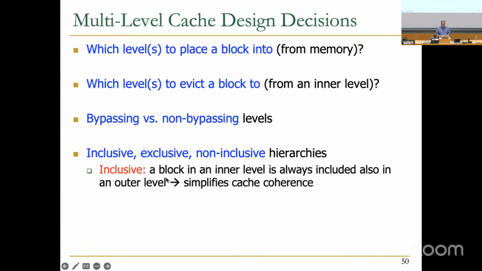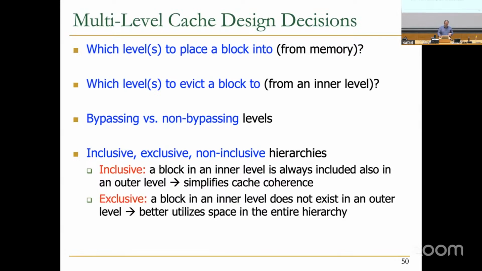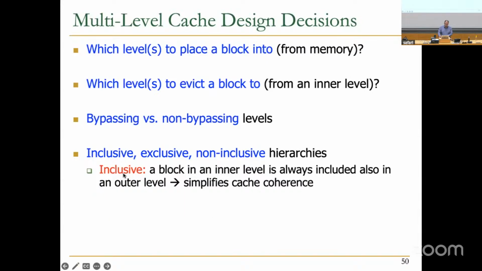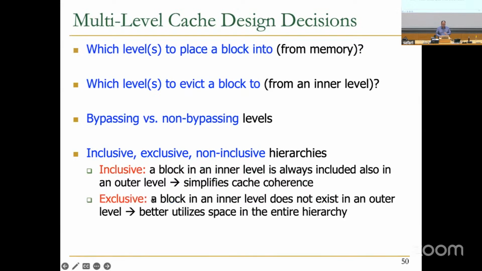Inclusive says that a block in an inner level is always included also in an outer level, meaning that if a block exists, for example, in L1 cache, that block definitely exists in L2 cache as well. And also, if L2 cache is also inclusive, that block should be also in L3 as well. That's inclusive. With inclusive cache, that simplifies your cache coherence. We don't get to that today, but we can hopefully discuss it later.